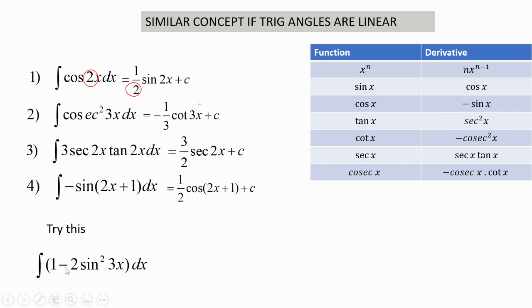But if we look closely at this, can you see that this is actually a double angle formula? All right, so it's 1 minus 2 sine squared theta, which is a double angle formula. So that actually can change to the cos of 6x. And the cos of 6x is actually great because I've got a linear function. So it's 1 over 6 sine 6x plus c.